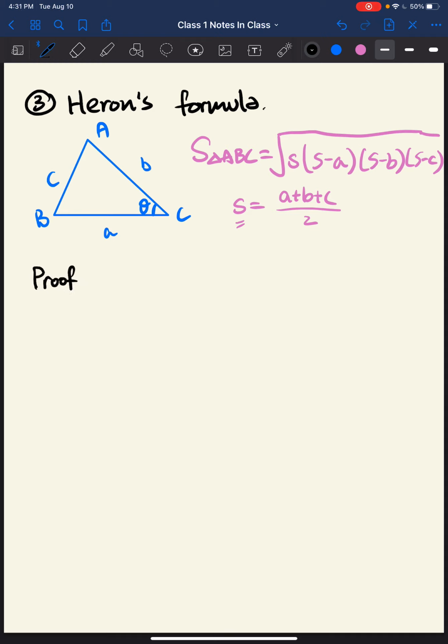It's a very long proof. I personally like the algebra way, and there's also a geometric way to prove this. You can search it up online, but I personally prefer the algebra way. So for triangle ABC, the first method is half base times height, right? And through the second method, we know that it's half ab sine theta.